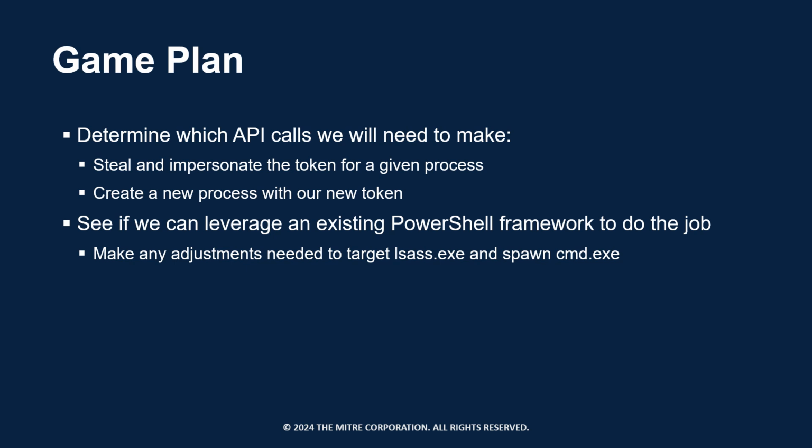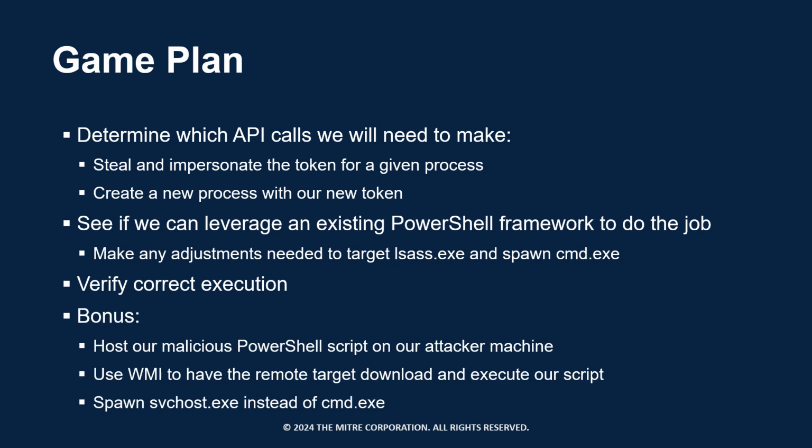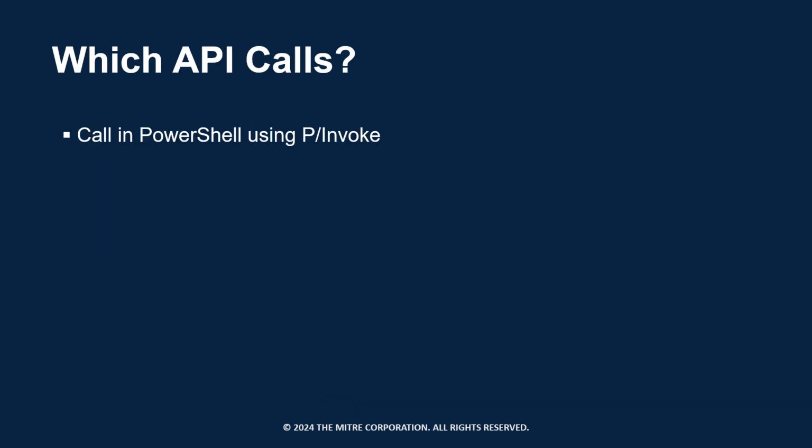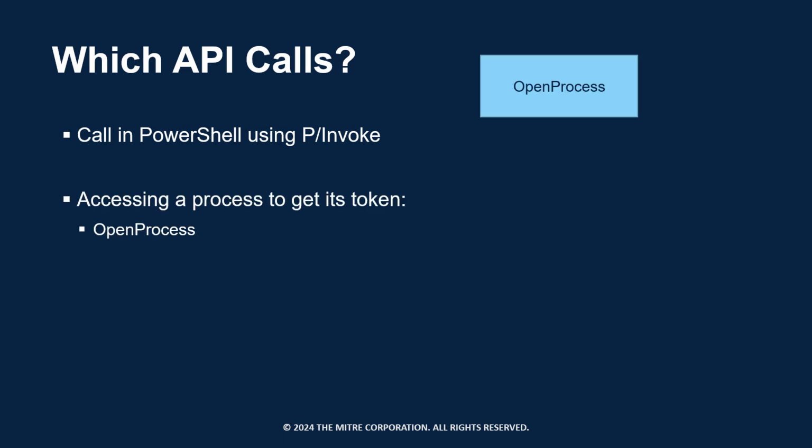First, then, we'll see if we can leverage any existing open source resources to avoid reinventing the wheel. Once our PowerShell script is ready, we'll want to test it to verify correct execution. You can even take things a step further in the emulation by incorporating elements from the bad hatch campaign since PowerShell doesn't provide native commandlets out of the box that allow us to perform token impersonation. Let's look at how we would accomplish this step by step.